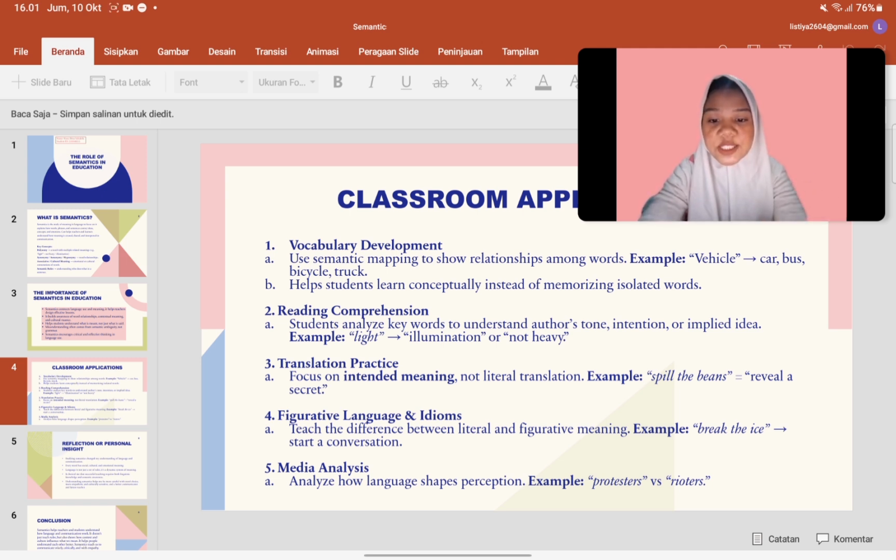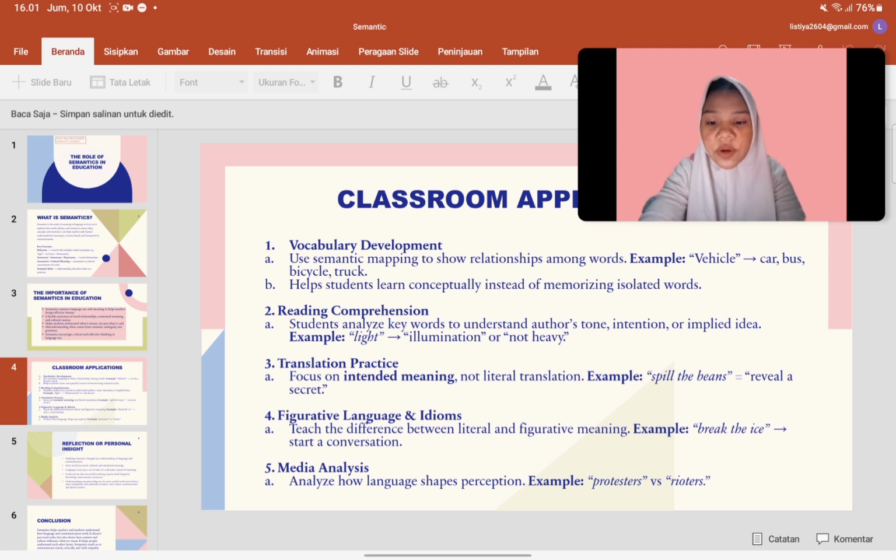Three, translation practice. In translation, focus on the intended meaning instead of translating word by word. For example, spill the beans means to reveal a secret, not to literally spill beans.